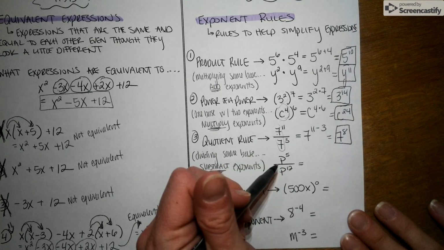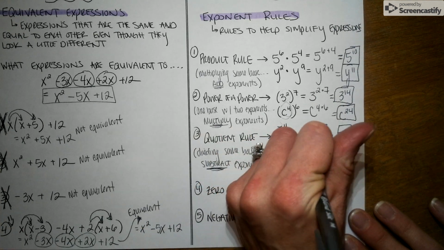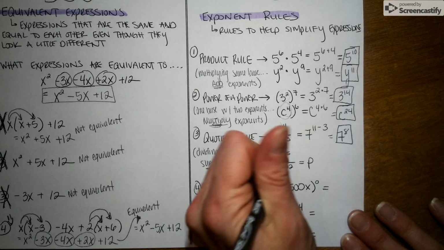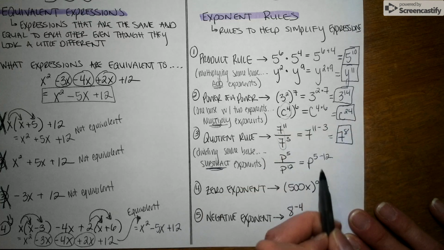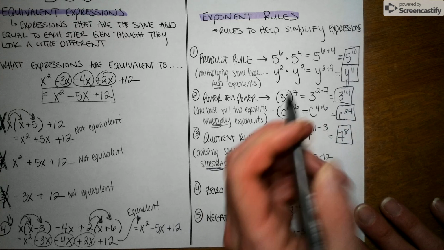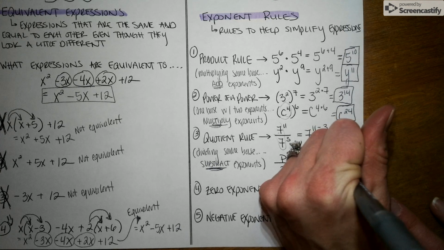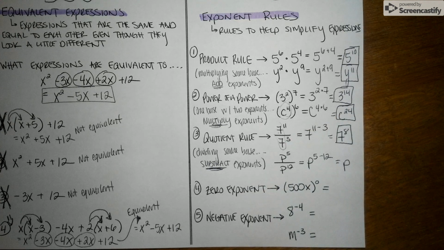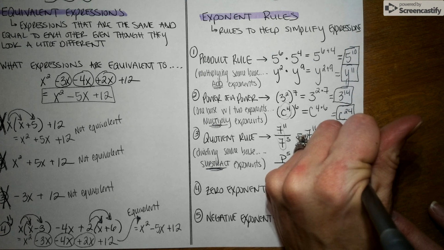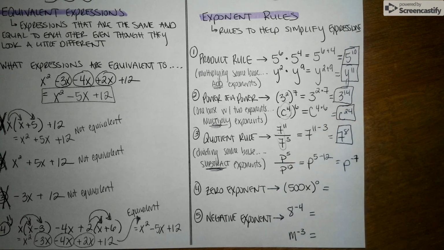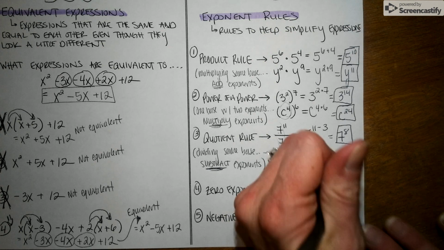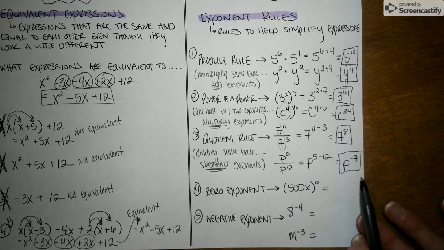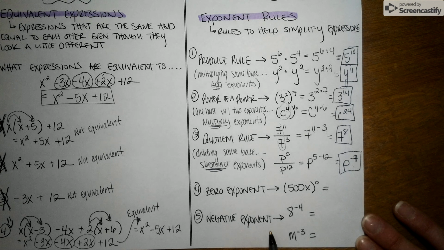Same thing with my next example. My same base is p, so I'm going to copy p. And here I have 5 minus 12, because again, I'm going top exponent minus bottom exponent. So for this problem, I have p. Now 5 minus 12 is going to give me a negative answer, and that's going to be negative 7. Technically, I can go further with this problem, but I'm going to stop here and call this my solution for now, because I'm going to show you how to go further with this type of problem when we get into the negative exponent rule.